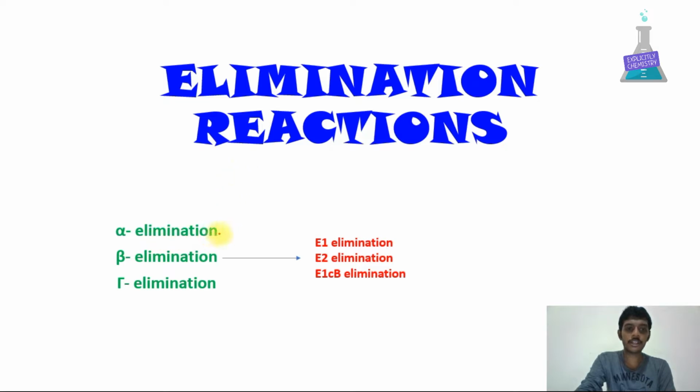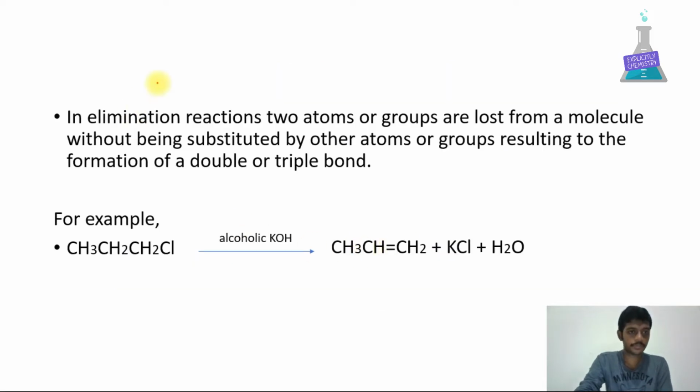One is alpha elimination, beta elimination and gamma elimination. The beta elimination are classified into E1 elimination, E2 elimination, E1CB elimination. Let's start. In elimination reactions, two atoms or groups are lost from a single molecule without being substituted by other atoms or groups, resulting in the formation of double or triple, or in other words multiple bonds.